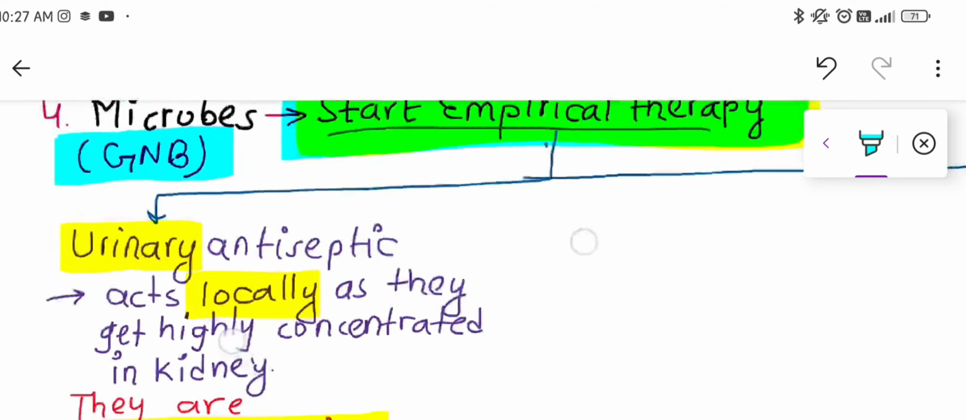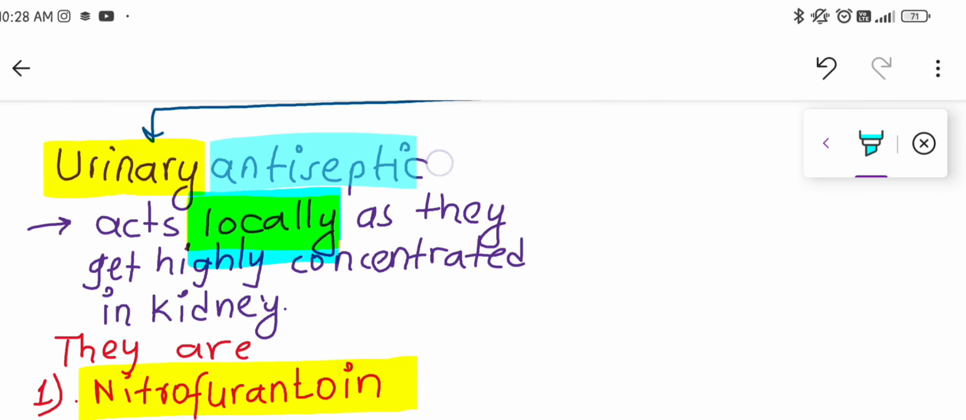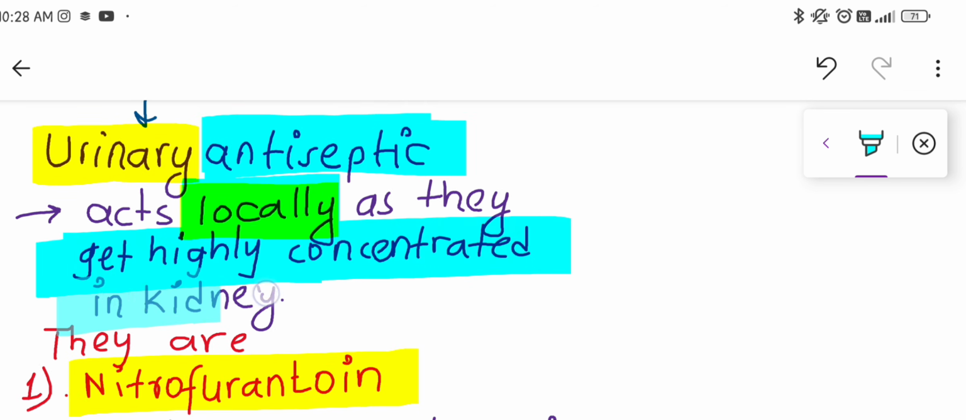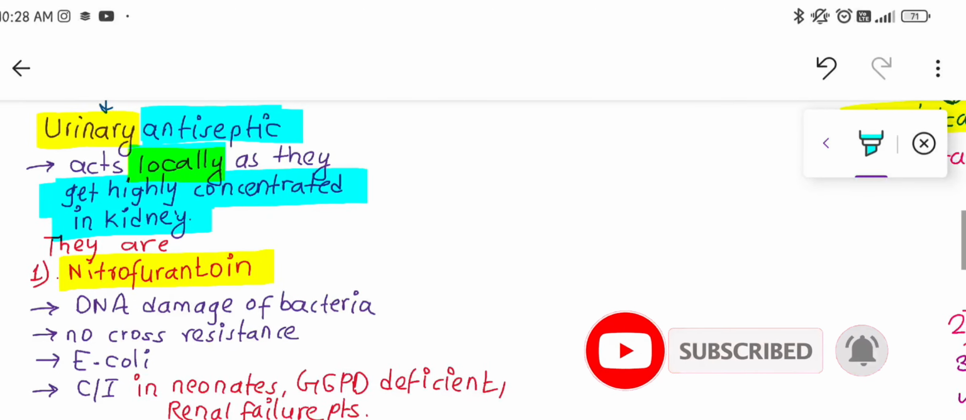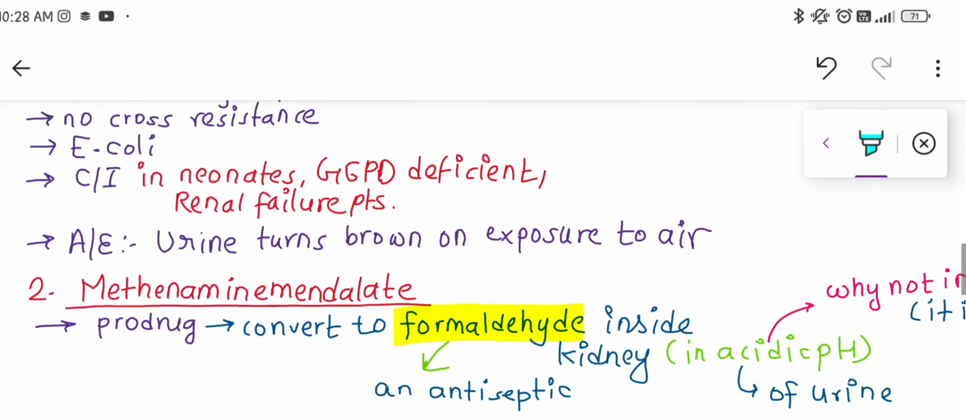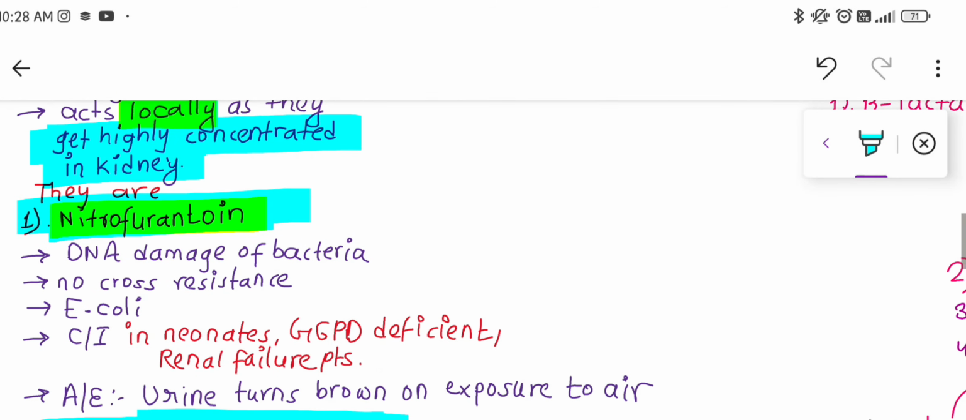In the urinary antiseptic, urinary means it is acting locally. So it will act only in the urinary tract. Urinary antiseptic means that it can kill every form of microorganism. As they get highly concentrated in the urine, they are urinary antiseptics. The urinary antiseptics include nitrofurantoin, and second is methenamine mandelate.